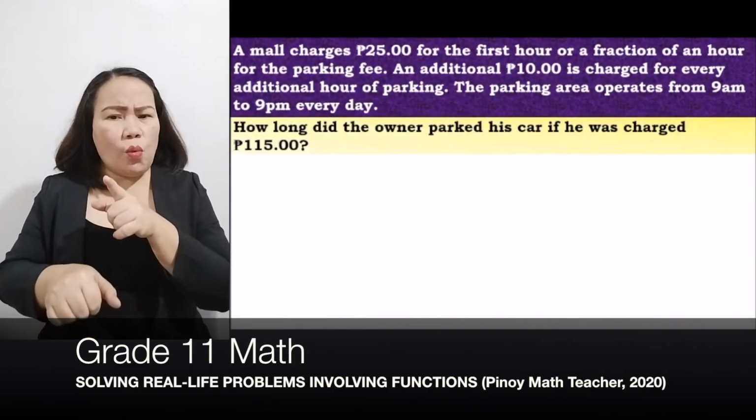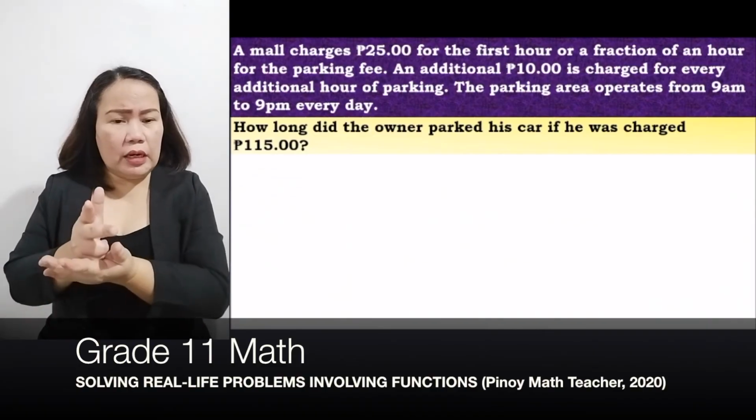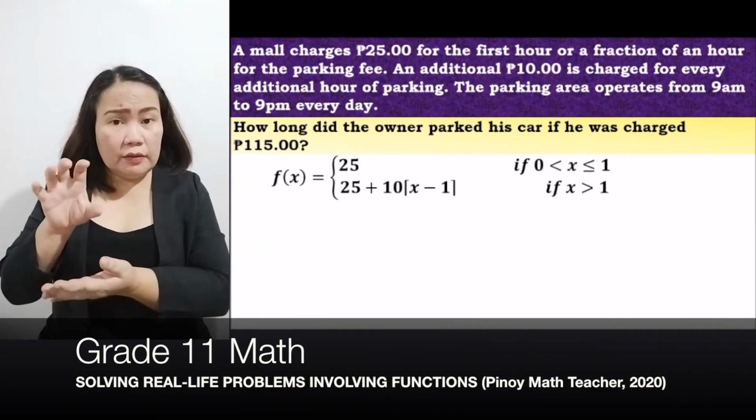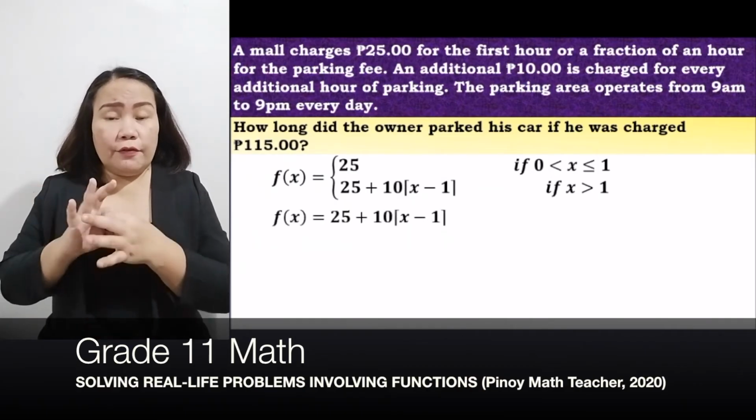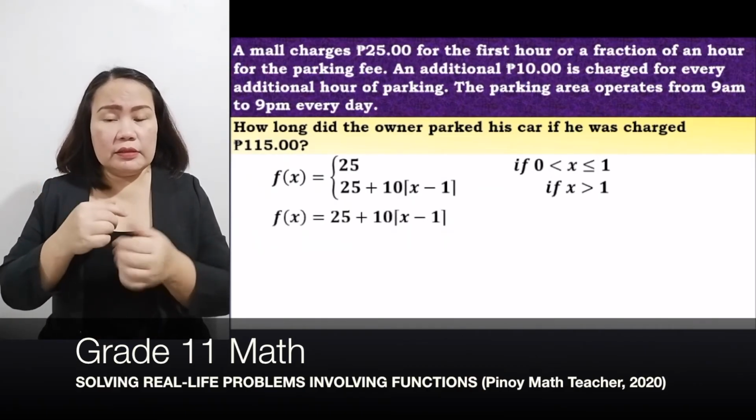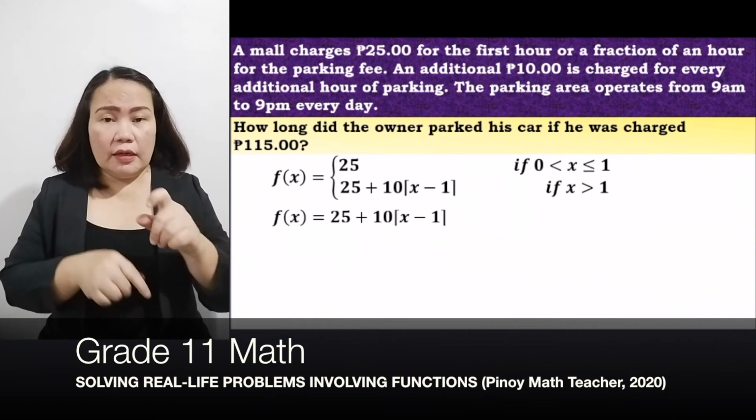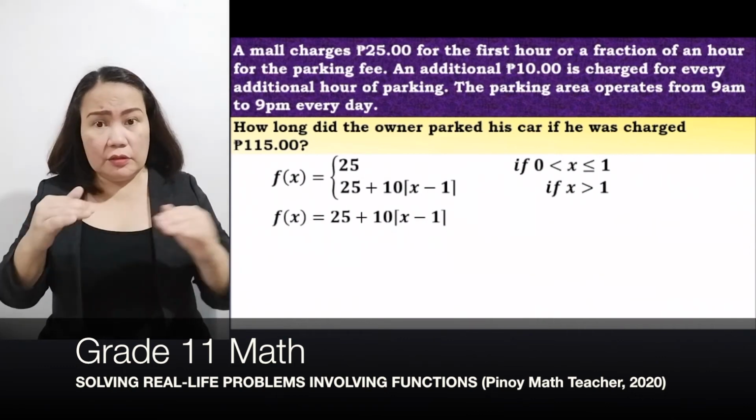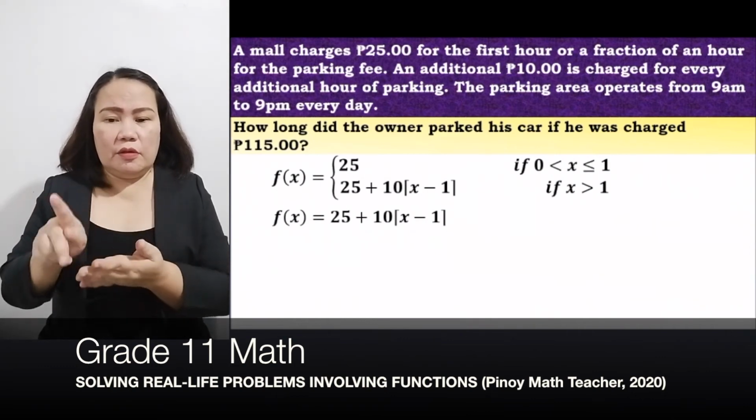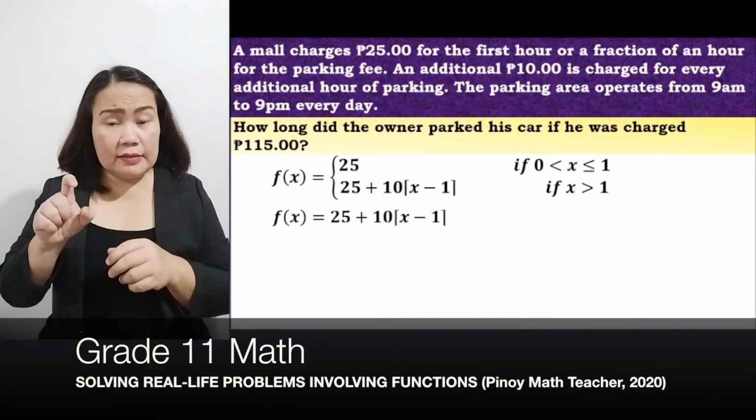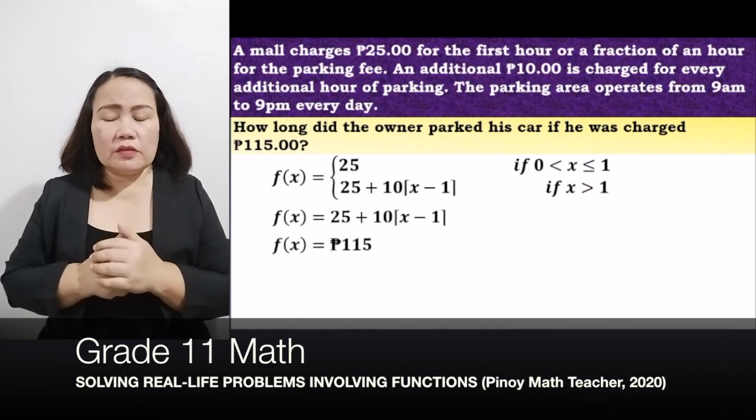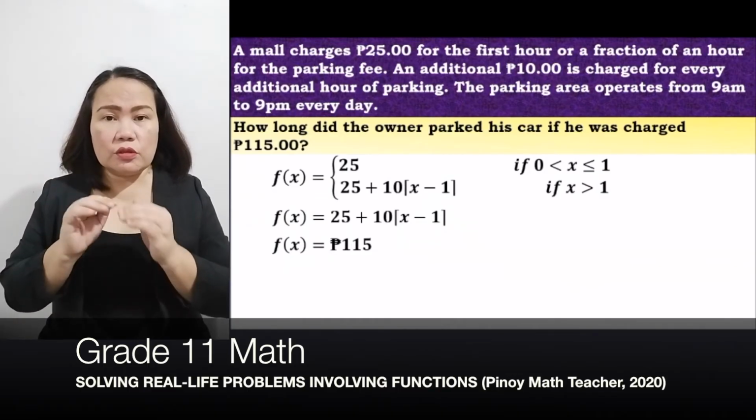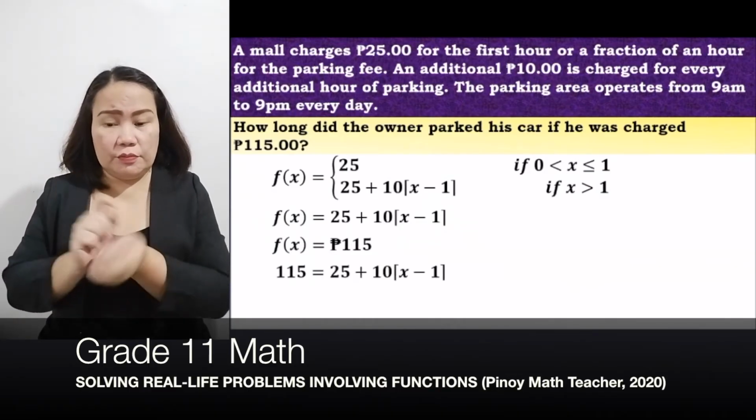How long did the owner park his car if he was charged 115 pesos? Ang gagamitin nating function dito ay f of x equals 25 plus 10 times x minus 1 dahil lagpas na sa 25 pesos yung kanyang binayaran. So, ang ina-expect nating value ng x dito ay greater than 1. Okay, given f of x equals 115. So, isa-substitute natin to sa ating function.